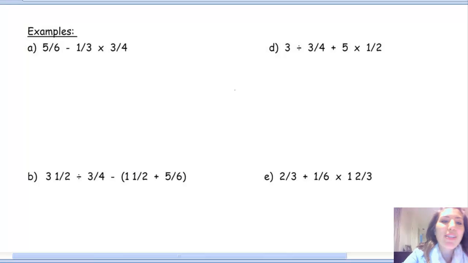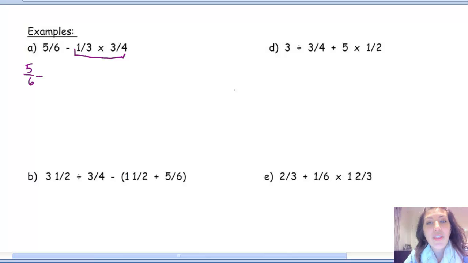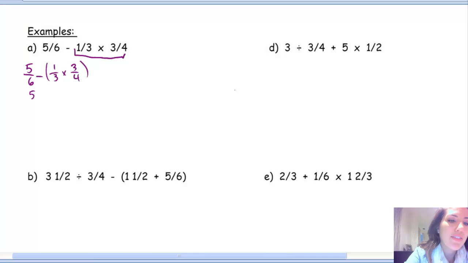Well, the first step is to see, oh, we have multiplication. Multiplication always trumps addition and subtraction. So we'll say 5/6 minus 1/3 times 3/4. So 1 times 3 is 3. 3 times 4 is 12.